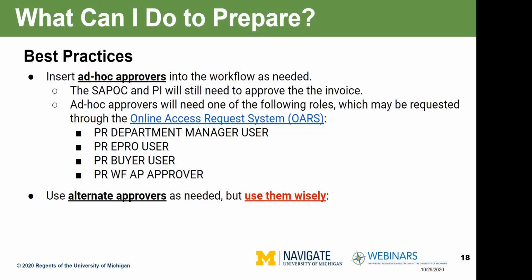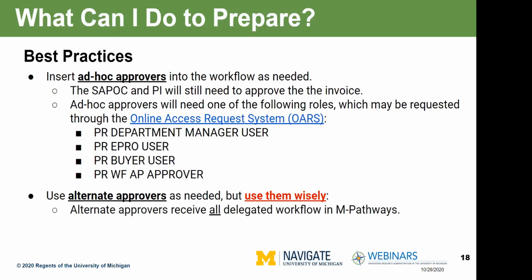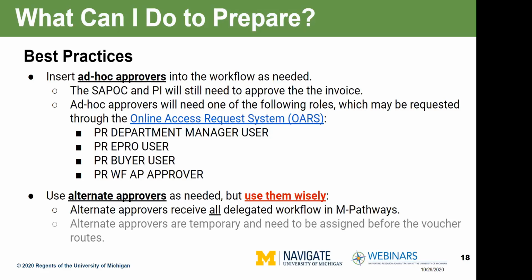You may use alternate approvers, but use them wisely. We just demonstrated how that worked. So one thing to bear in mind is that alternate approvers will receive all of the delegated workflow in Pathways. We don't have an ability in the system to delineate or parse out which approvals go to the delegates. All of the approvals will go to that delegate for the designated time that's indicated, as I showed in the alternate user profile.